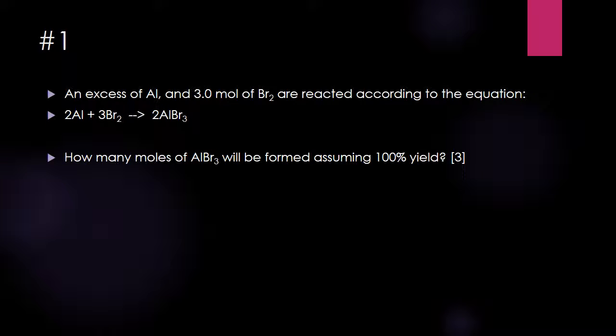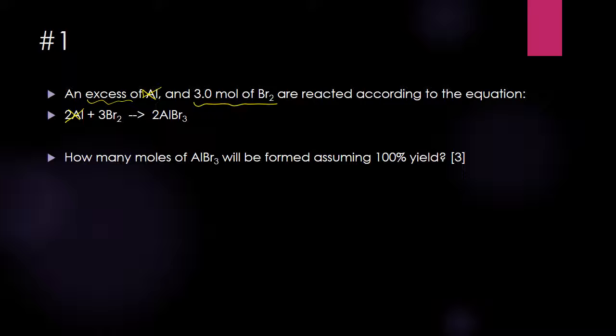Number 1 starts with an excess of aluminum. I want to remind you that the word excess means you really don't have to worry about the reactant, because you have so much of the aluminum that you really don't care about it. It is important to the reaction, but it's not important to the problem. What is important is 3 moles of bromine.